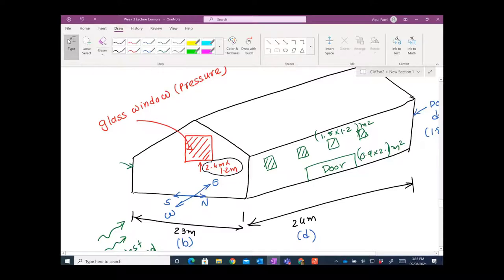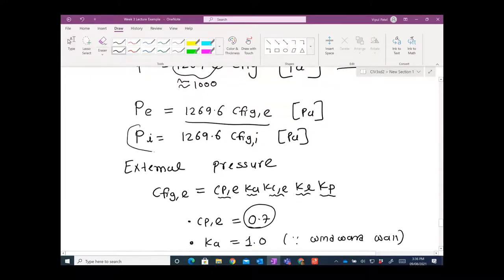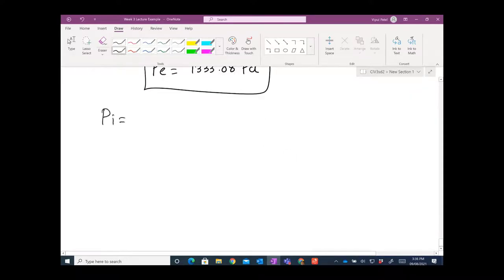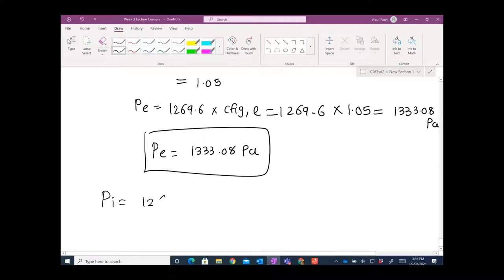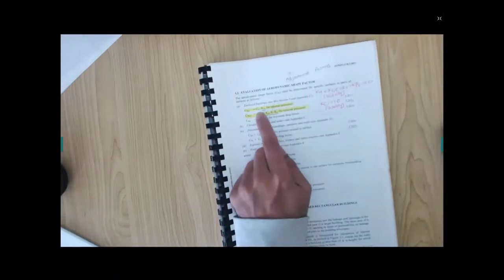Now let's say we have internal pressures that we need to calculate. What was the internal pressure equation? Same equation, we can use it to calculate the internal pressures. So the internal pressure PI equals 1269.6 times C fig I, and for C fig I we have an equation here. It's a very simple one, CPI and KCI. That's good, only two factors.